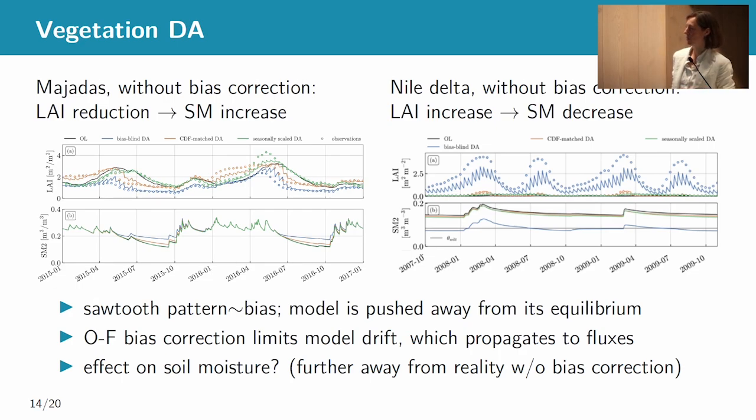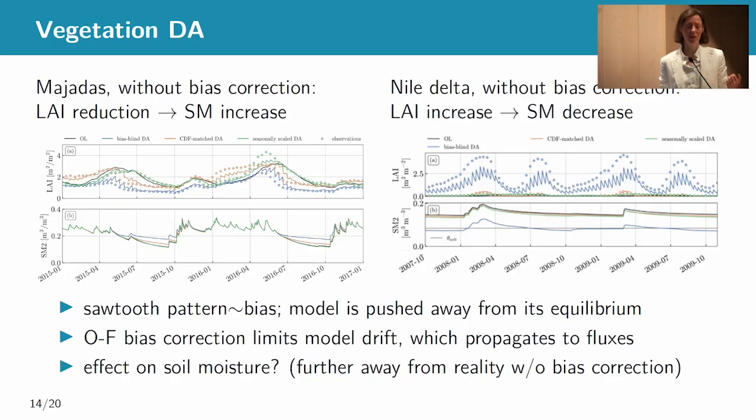The consequence of that, so the blue line, is that the soil moisture goes from black to blue and becomes wetter. If we do bias correction, CDF matching, seasonal scaling, then actually our curves remain closer, like the orange and the green remain closer to the model, and soil moisture also remains closer to the original situation, right? This is for the Majada site in Spain, right-hand side for the Nile Delta, where we don't simulate any LAI because it's all dry, but the observations tell us something is growing, and you see this really ugly sawtooth pattern.